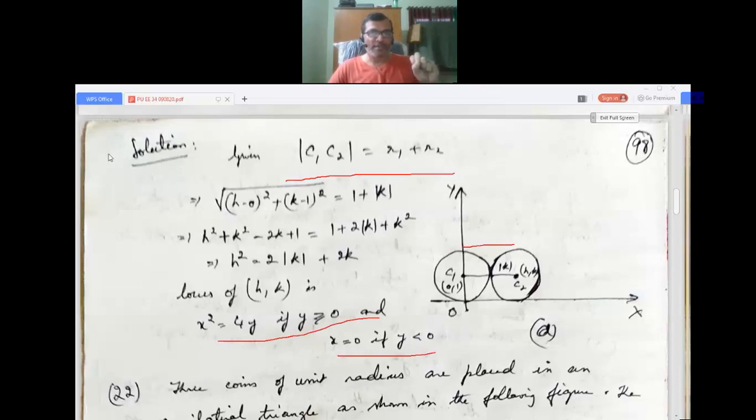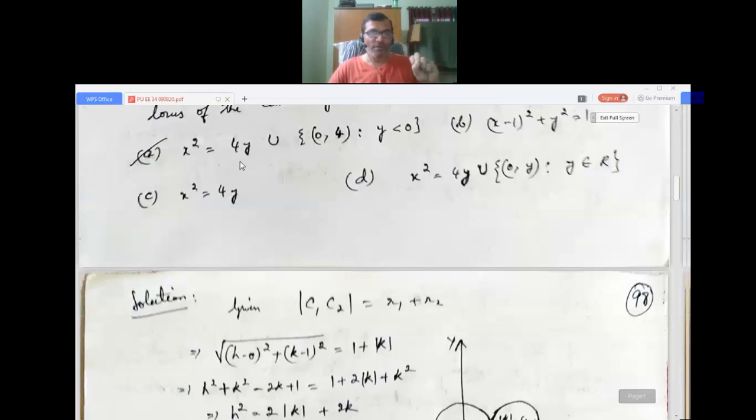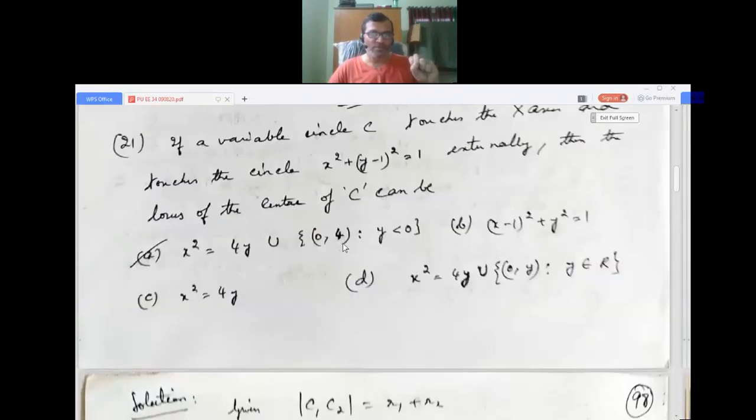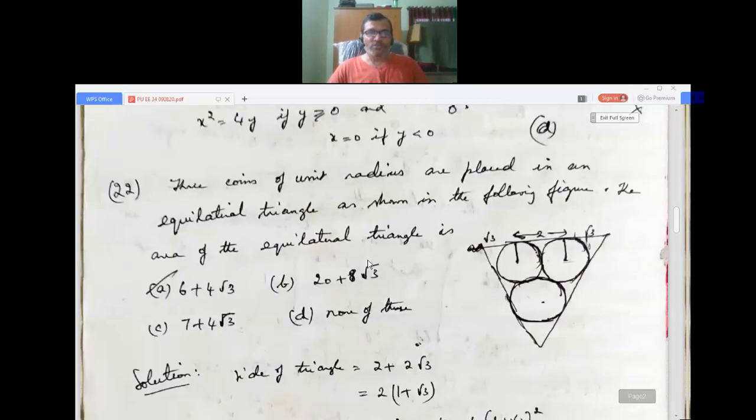So that will be x squared is equal to 4y, union (0, y) when y is less than 0. Hope it is clear. So we go to the next question, that is question number 22 now.